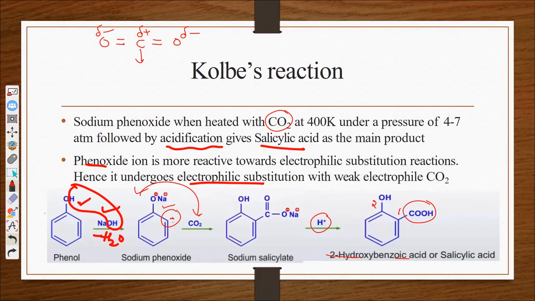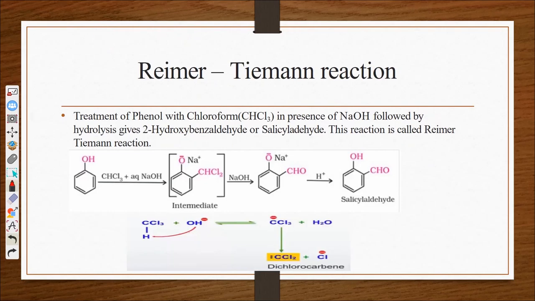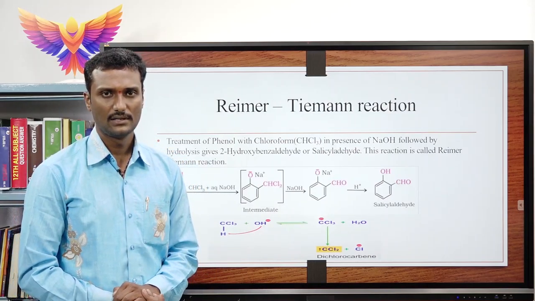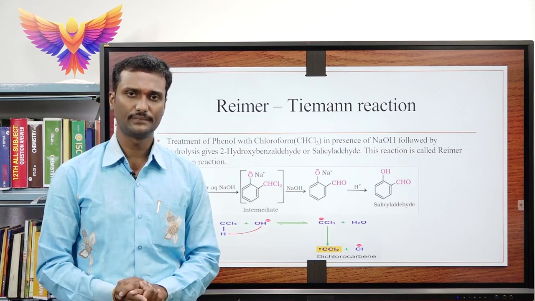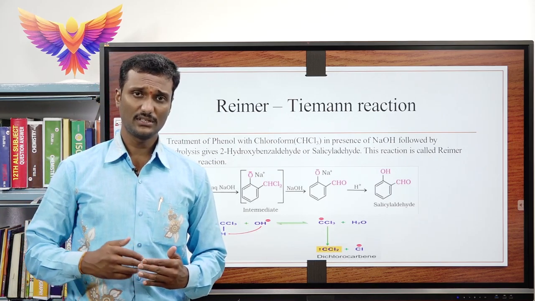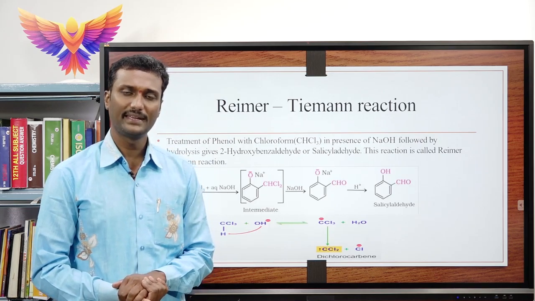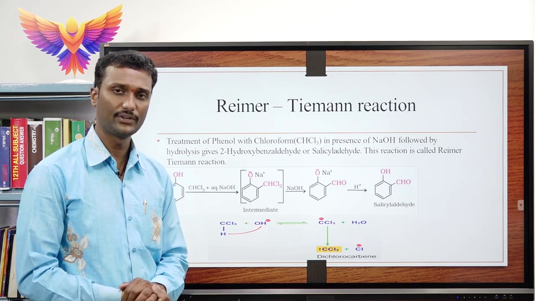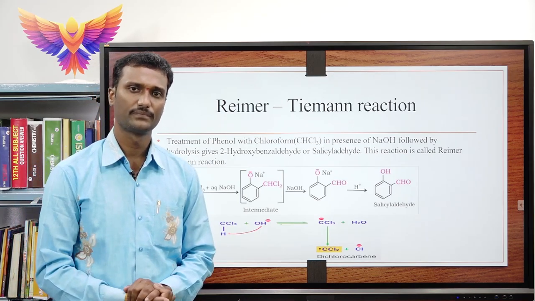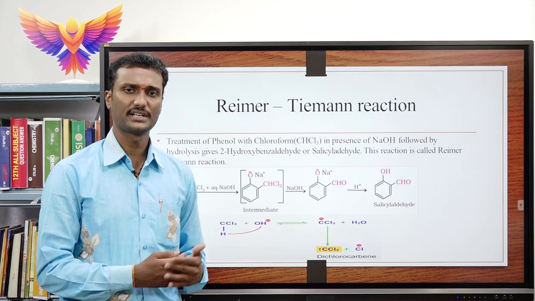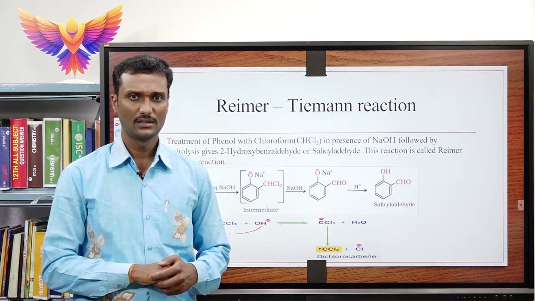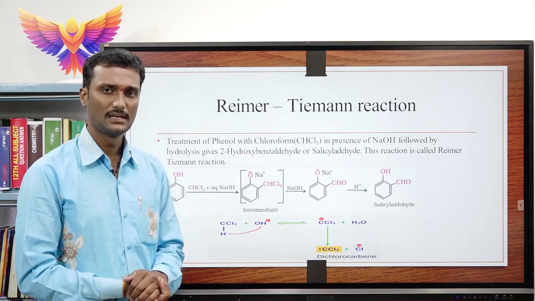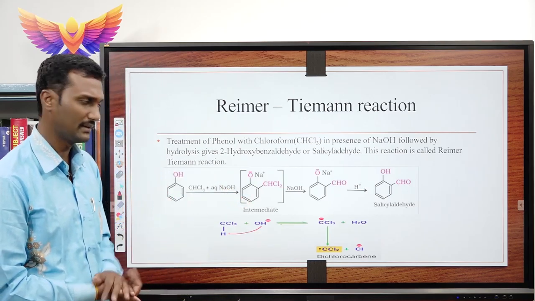Now let us go to the next reaction. Yes, the next one is also one of the naming reactions, the Reimer-Tiemann reaction. The Reimer-Tiemann reaction is a reaction where we prepare salicylaldehyde. So the aldehyde group is introduced at the ortho position. So it's a substitution reaction. Basically, it's a substitution reaction. Let us see how the reaction will take place. After studying the reaction, we will go through the mechanism.